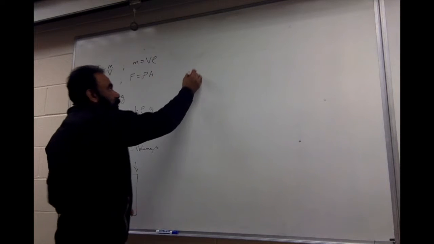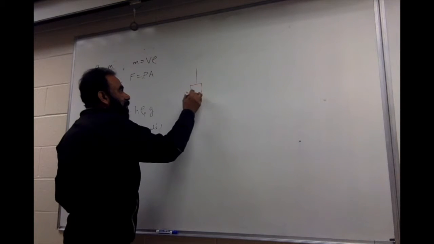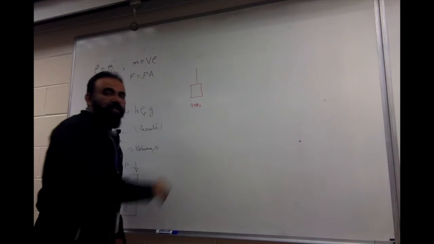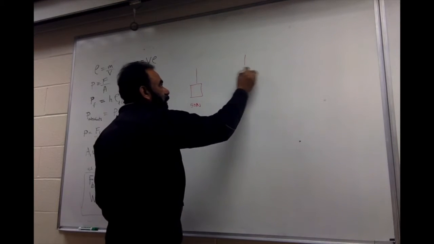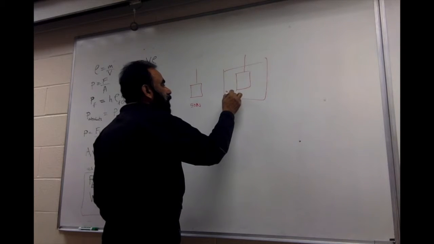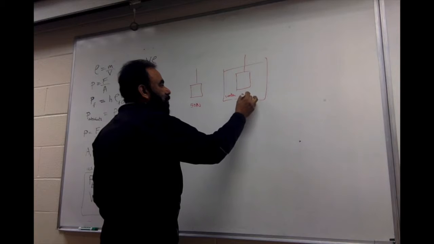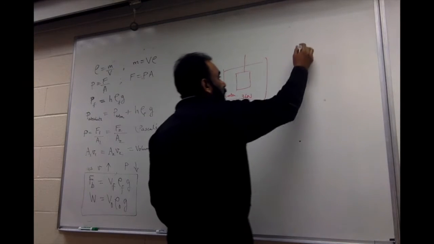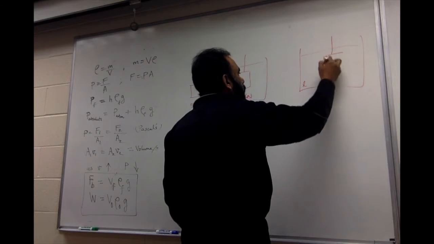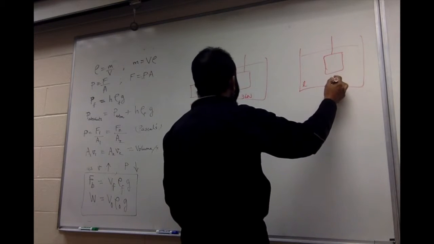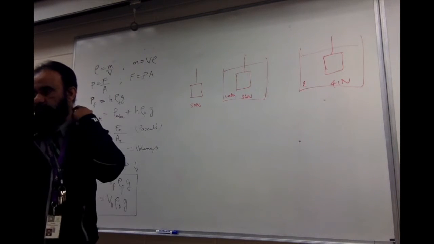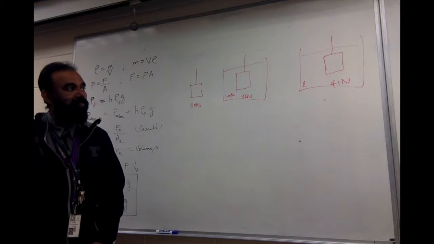All right, so it says over here, this is the drawing I'll draw. This is weighing 50 newtons. Now the same thing underwater weighs 36 newtons. And the same thing in an unknown liquid weighs 41 newtons. This is what is given to you.